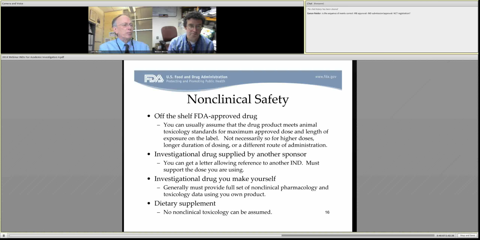Investigational drug supplied by another sponsor. The only way I know how to deal with this is to get the letter of reference for them to fill in this animal aspect of the safety. Investigational drug you made yourself, I just discussed that.